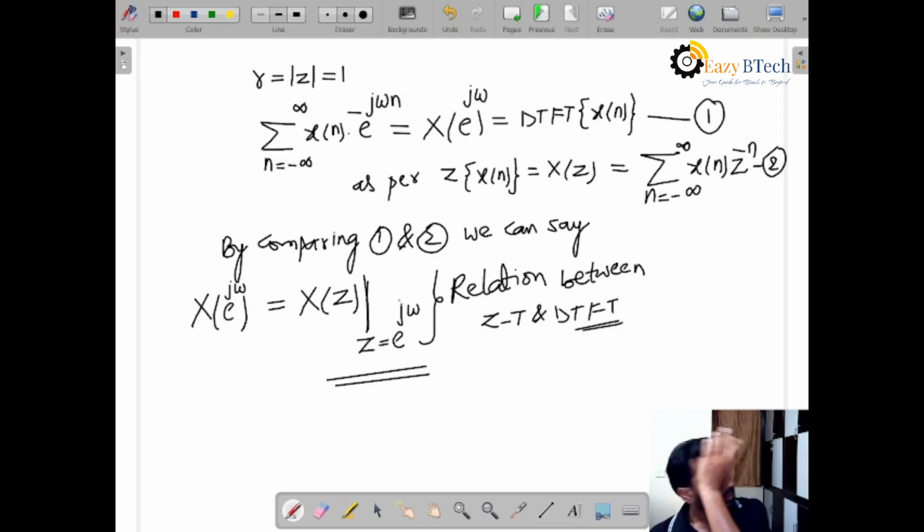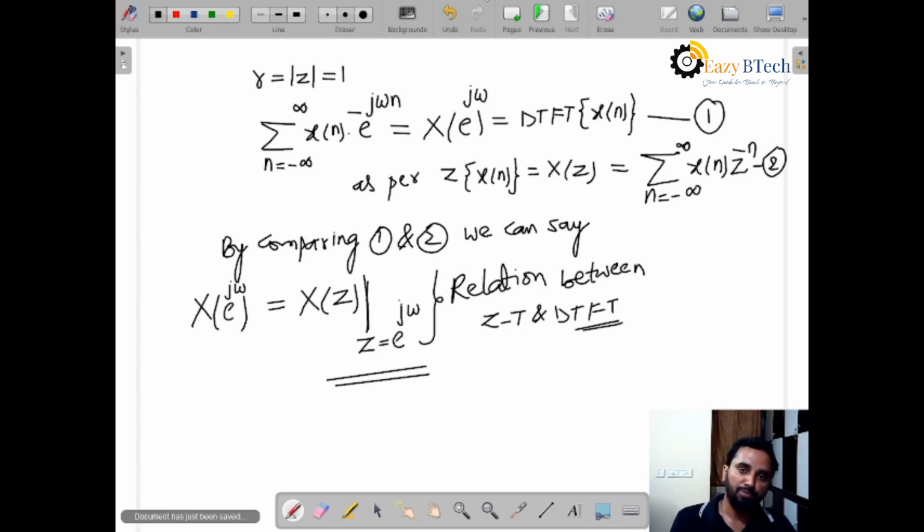Here the Z transform and DTFT formulas are compared, and the relation is z equals e power j omega. So the DTFT will become the Z transform if you substitute z equals e power j omega.